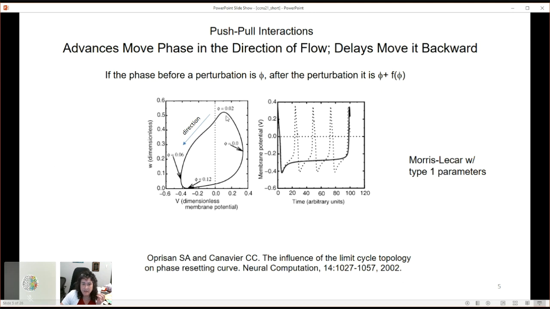And now if you're traveling along the limit cycle and you receive a perturbation from another neuron and it knocks you backwards, in the opposite direction of motion, then you're going to get a delay. Now it's going to take longer for you to come around to the phase at which you trigger a spike. On the other hand, if you get a perturbation that bumps you in the direction of the motion of the limit cycle, that's going to increase your phase. That's going to decrease the time until the next spike, and that's called an advance.